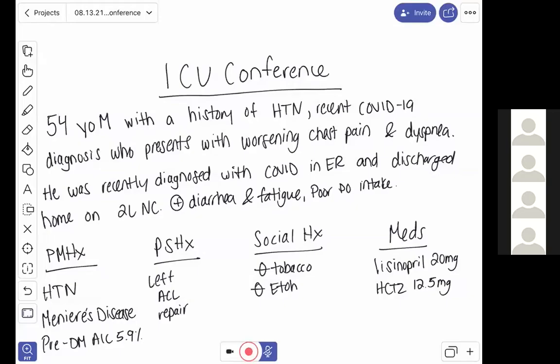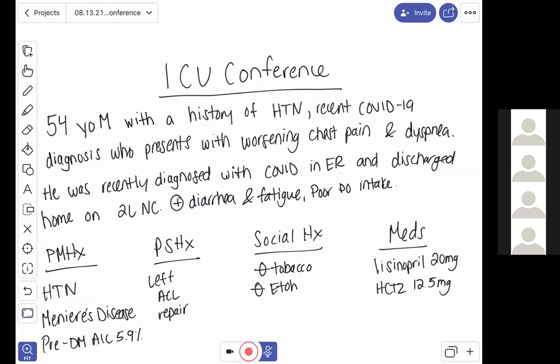Okay, so you guys can see here our history of our patient, not trying to hide anything. He's a 54-year-old guy. He has a history of hypertension and recent COVID diagnosis. He comes to the ER with worsening chest pain and dyspnea. He was recently diagnosed with COVID in the ER and discharged home on 2 liters of nasal cannula. It's now about 2 or 3 days later that he's coming back in.